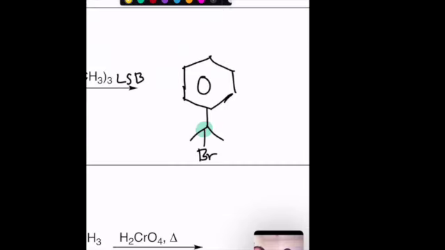this carbon right here, the carbon that has the bromine on it, has three other things attached. It's a tertiary carbon because it has three carbons attached to it. This is a carbon, this is a carbon, this is a carbon. So that's tertiary.